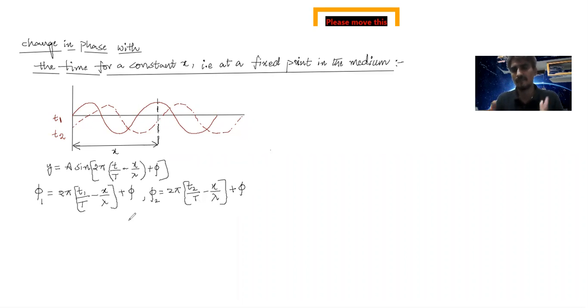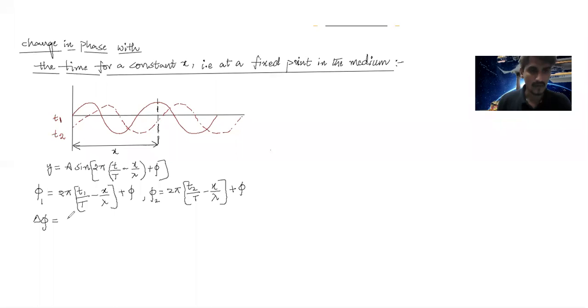Initial phase means what? The phase of the particle at the initial position before the wave is originating. At the point where the wave is originating, that is the initial phase, right? So now these are two phases, at t1 time and at t2 time. Now, what is the change in phase? Change in phase delta phi can be written as phi 2 minus phi 1.